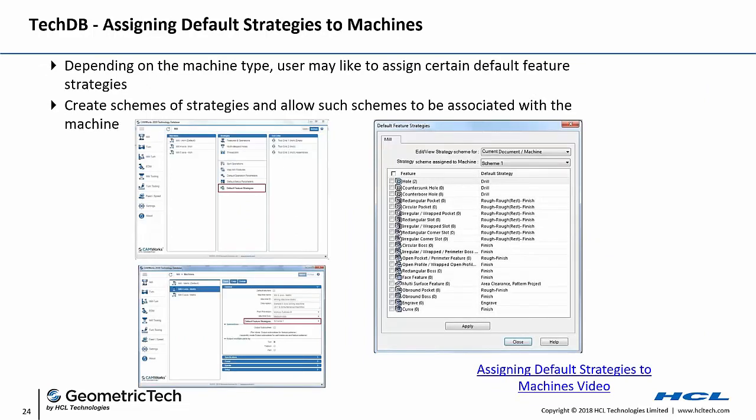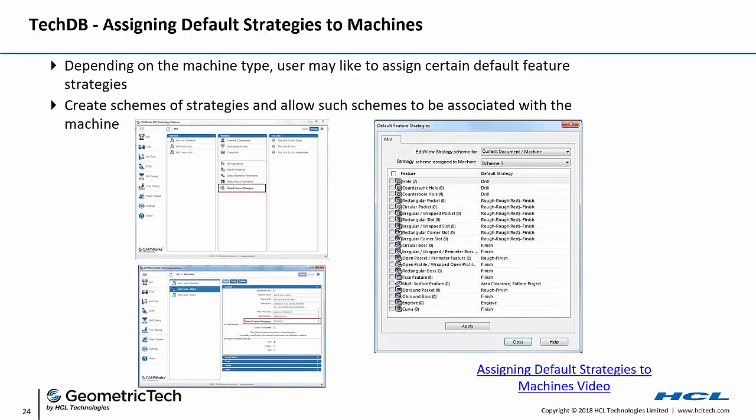Let's jump into the TechDB here. There are several new enhancements that we've added to the TechDB. One of the great ones is the ability to define default strategies and assign those to machines. This is a great new enhancement if you've got a part programmed on one machine and now you need to move it over to another machine. You might have a different set of tools, different feeds and speeds, different depth of cuts. Maybe they're completely different machines. One has high horsepower, one doesn't. One has high spindle speeds, the other one doesn't.